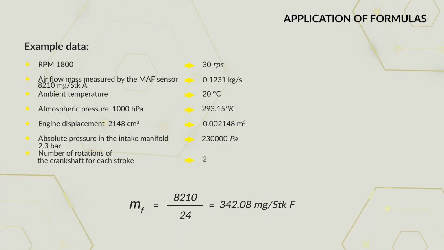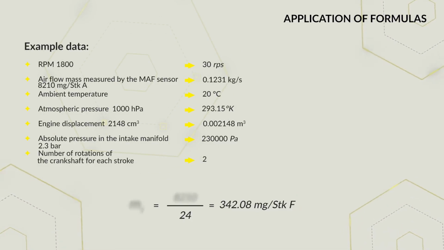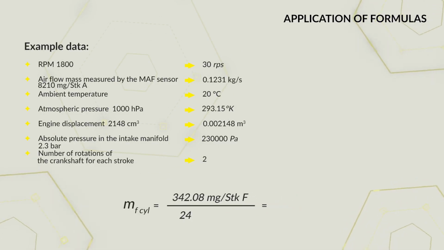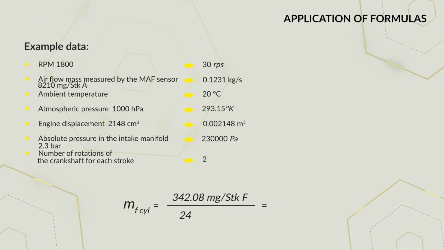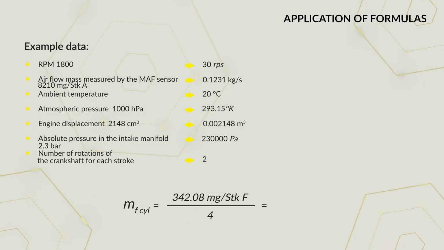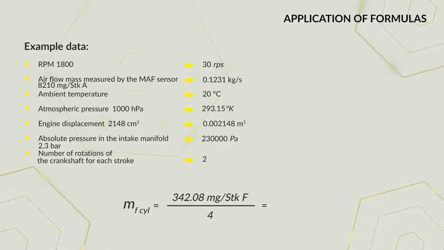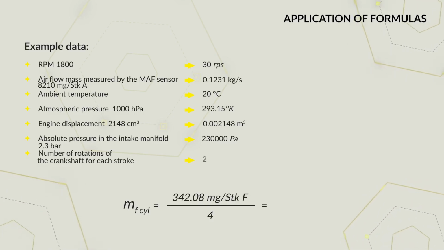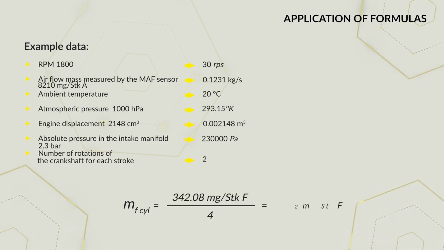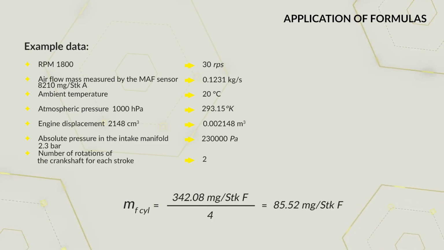And if we want to know how much fuel is injected into each cylinder, we simply divide the value found by the number of cylinders, which in our case corresponds to 4. So, the ECU is able to estimate, in addition to engine efficiency, the fuel to be injected into each cylinder, equal to 85.52 milligrams of fuel injected.